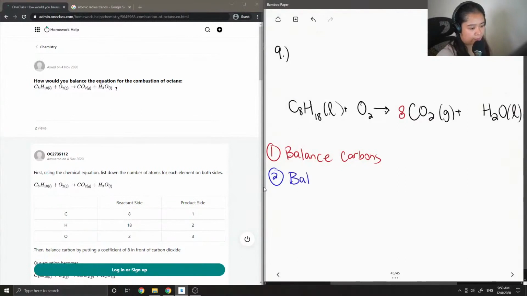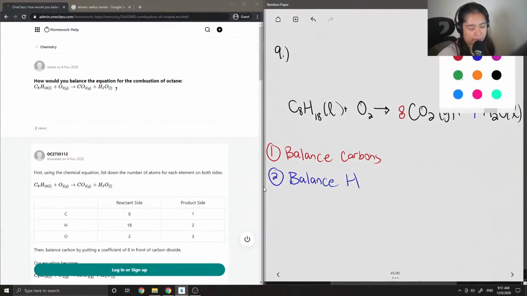Next, I like to balance my hydrogens. This is because if I try to balance my oxygens now and I put a coefficient in front of H2O, then my hydrogens get affected. So that's why I like to balance my hydrogens first. Again, let's look at octane. It has 18 hydrogens, so I just need to put a 9 in front of H2O. Now our hydrogens are balanced. And now I like to balance my oxygen.